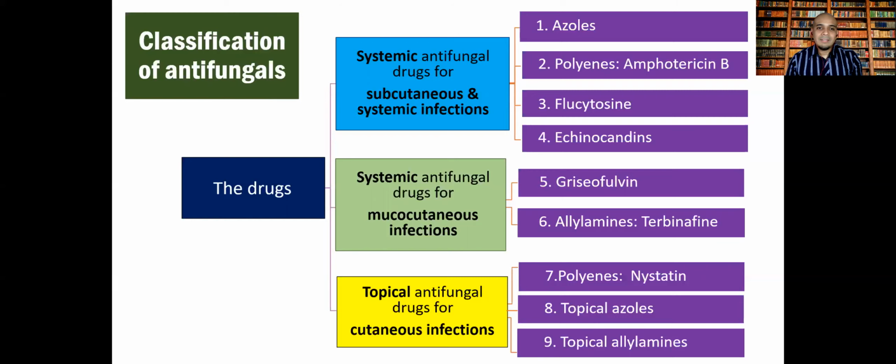The first class is the systemic antifungal drugs used for subcutaneous and systemic infections. Examples are azoles group, polyenes such as amphotericin B, flucytosine, and echinocandins. Second class is the systemic antifungal drugs used for mucocutaneous infections. For example, griseofulvin and allylamines such as terbinafine. And the third, the topical antifungal drugs used for cutaneous infections. Examples are polyenes group such as nystatin, topical azoles, and topical allylamines.